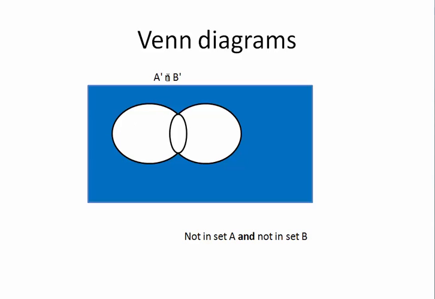Not A intersecting with not B. Again, it's all the area outside of A and all the area outside of B. So it would be this shaded area in blue. So not in set A and not in set B. Not in A union B. Again, that's the same as the one we did earlier as this. And this is described by De Morgan's law, if you want to look that up or Google that.